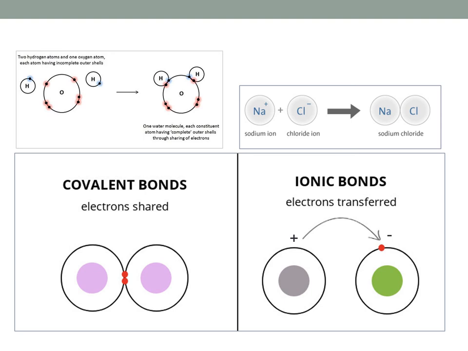They attract. Because they're charged, now they slam up against each other. That's an ionic bond. So we gave an electron to somebody else. Now we're each ions. We have a charge, so we get stuck together.